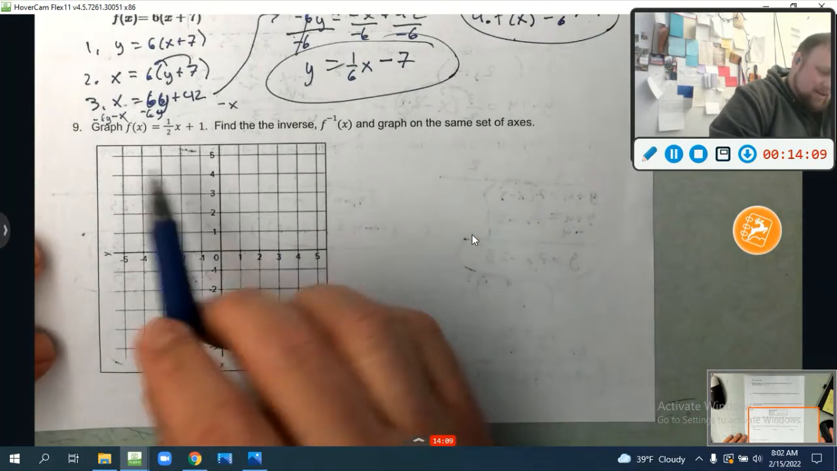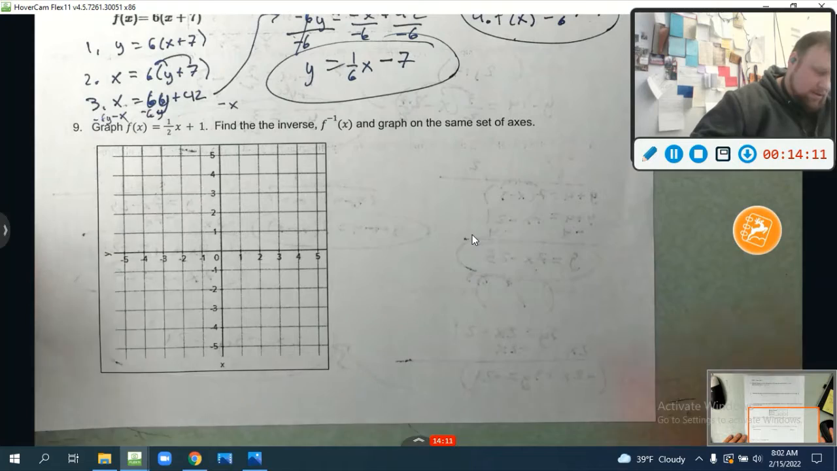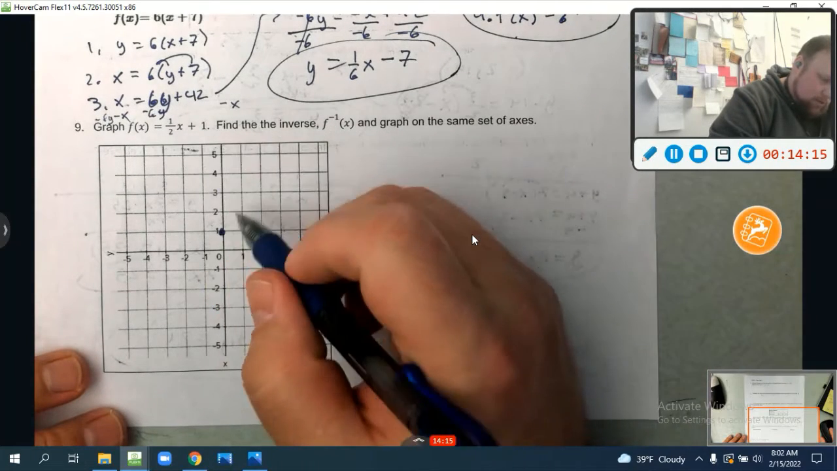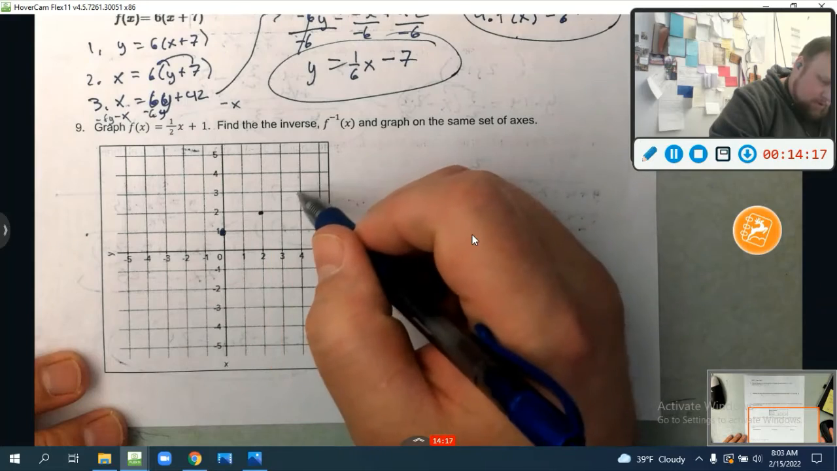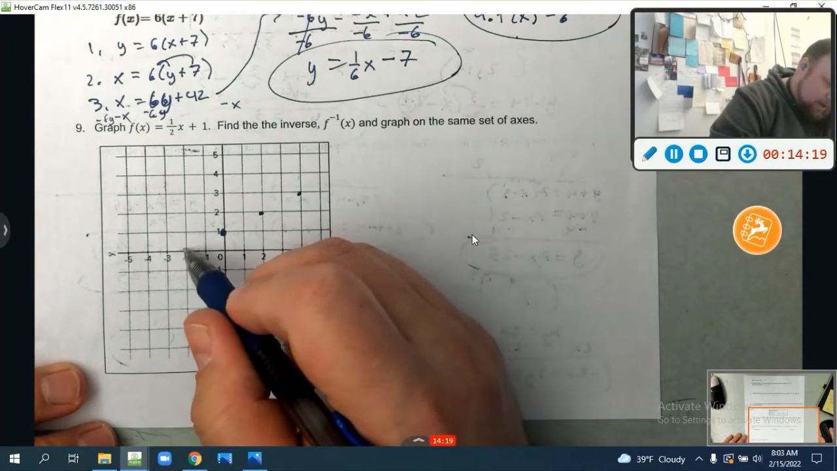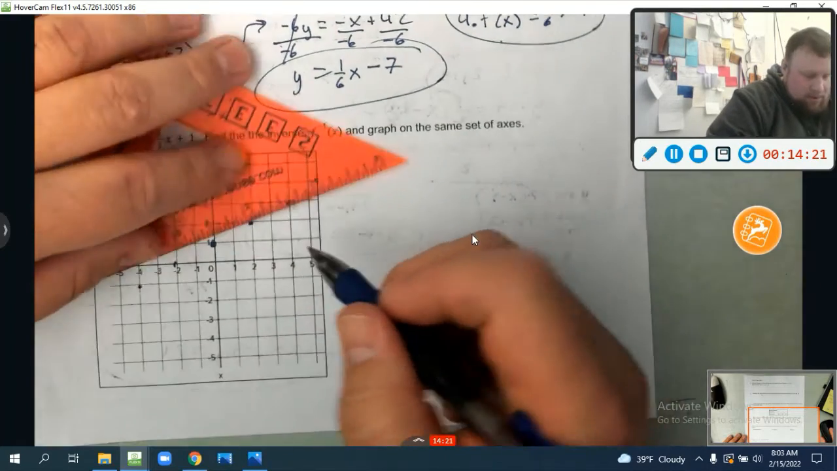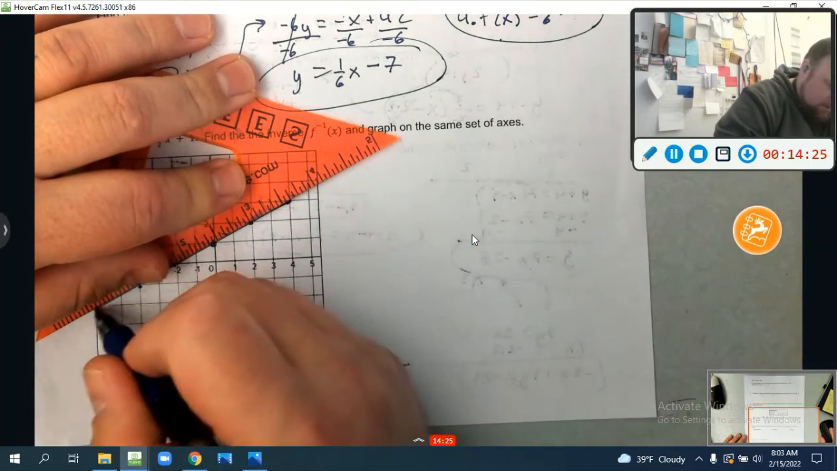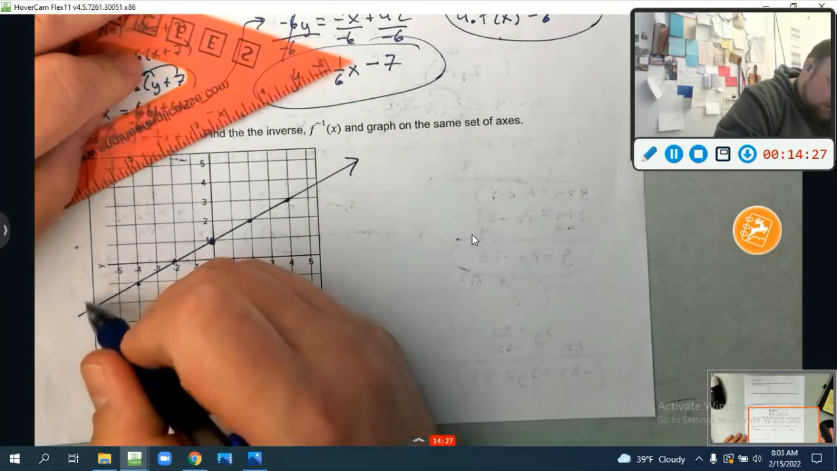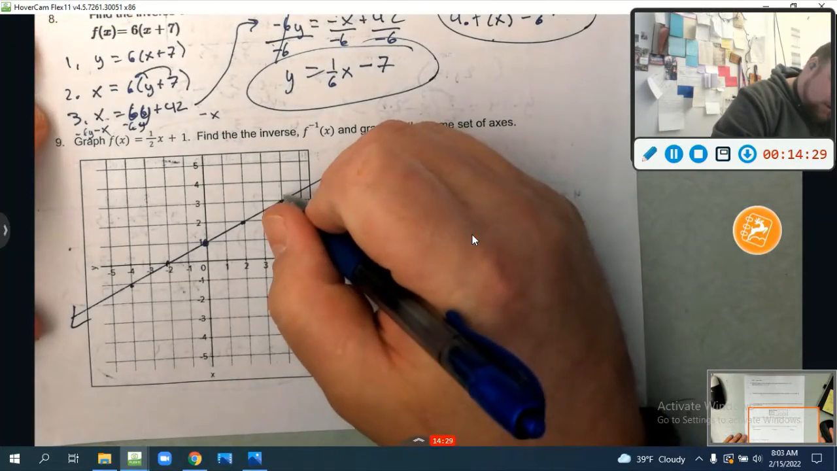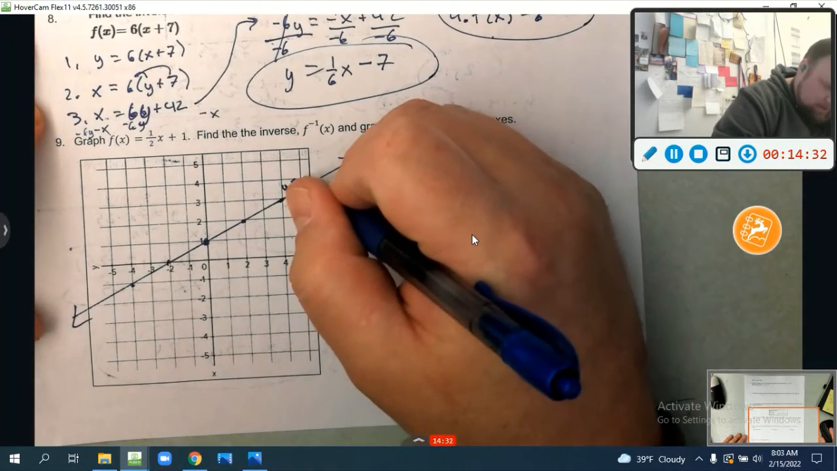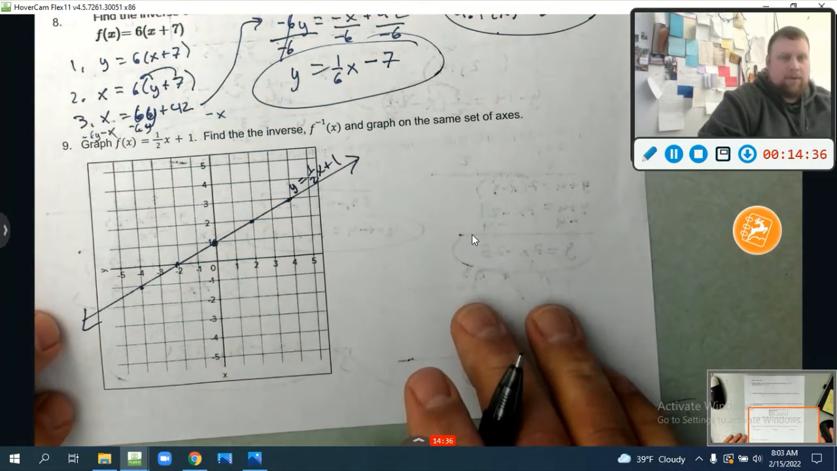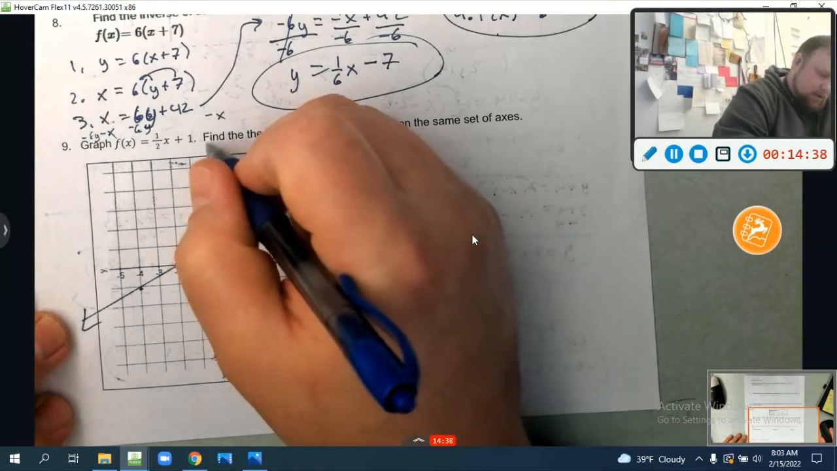So it says graph that. Okay. So it has a start value of 1. And it says go up 1 over 2. Up 1 over 2. Let's just do that a couple times. You know, we can go backwards too. Let's label it y equals 1/2 x plus 1 or f of x, whatever. I'm fine with either one. By the way, this is x, this is y.